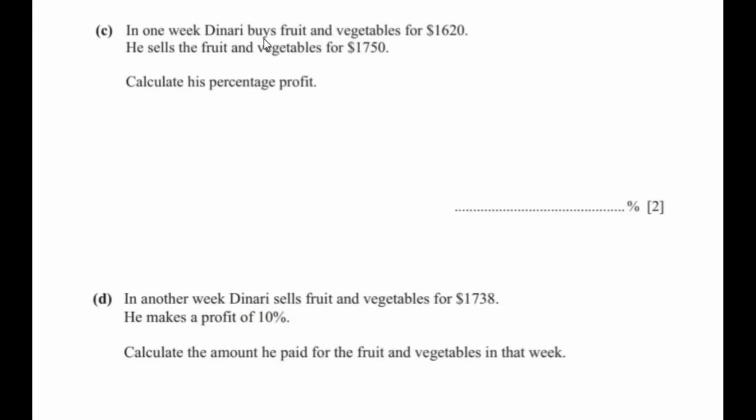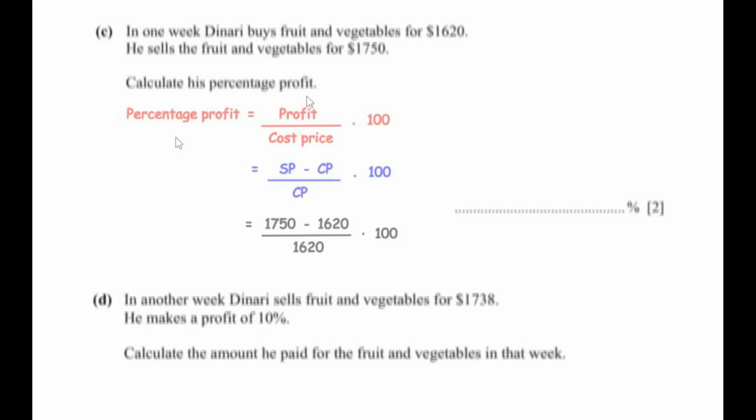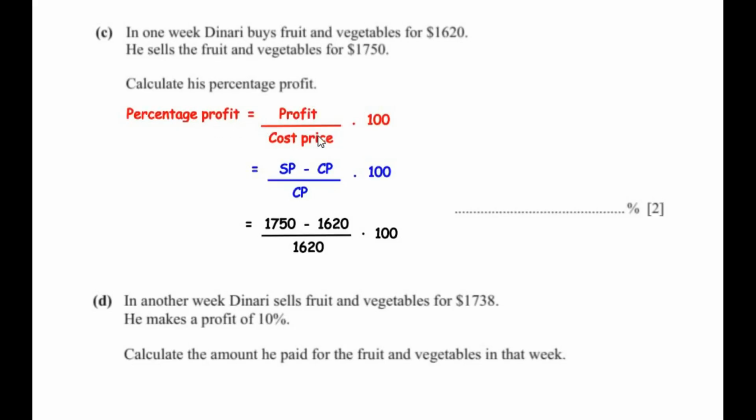In 1 week, Dinari buys fruit and vegetables for $1,620. He sells the fruit and vegetables for $1,750. Calculate his percentage profit. So let us make use of a formula over here for percentage profit. The formula is profit over cost price times 100. Now you make profit when you have bought the item for less but you are selling it for more. So obviously Dinari has made profit over here because he bought the fruits and vegetables for only $1,620. But he has sold for a higher price, that is 1,750.